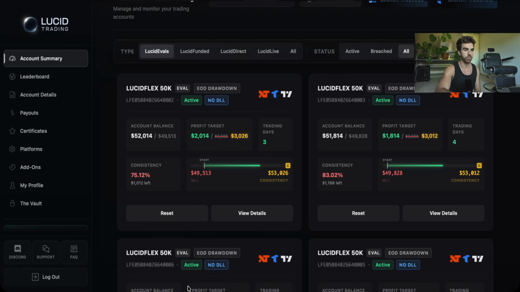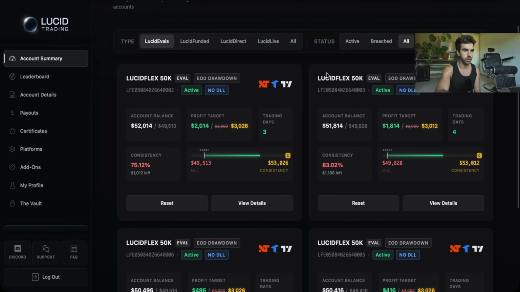Today is Thursday the 13th of August and we're going to go over the one trade that I took today on the Nasdaq during New York Open to secure 1.5 R on my accounts. Let's dive in. First, let me show you proof of equity.